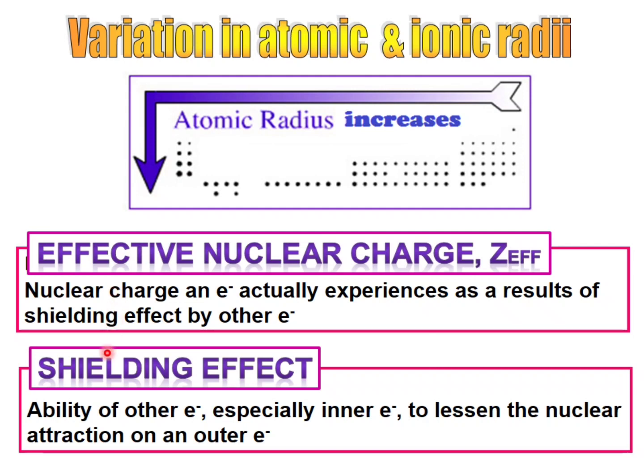And then the second term, you need to know about the shielding effect, ataupun bahasa Melayunya kita boleh cakap macam ni lah, halangan. Okay, halangan. So the ability of electrons, especially the inner electrons, to lessen, nampak? Lessen ni dia halang the nuclear attraction on an outer electron. So kalau makin jauh elektron tu berada, banyak halangan dengan elektron bahagian depan, so kekuatan nukleus akan jadi sangat lemah. Okay, I'll show you the diagram after this.